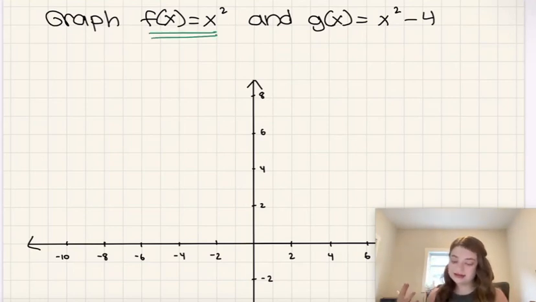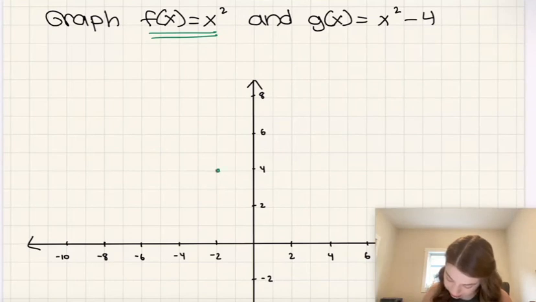In order to graph this, we take every x value and then we square it in order to get the respective f of x value or y value. So let's start with -2. If x is -2, what would f of x be? Well, -2 squared is 4, so therefore (-2, 4) is a point.